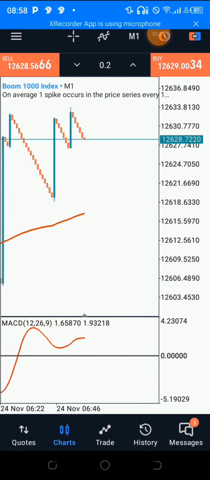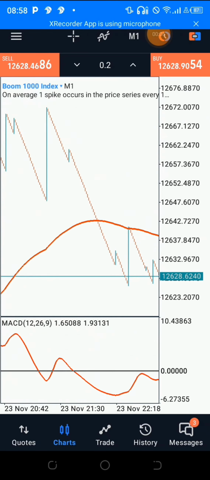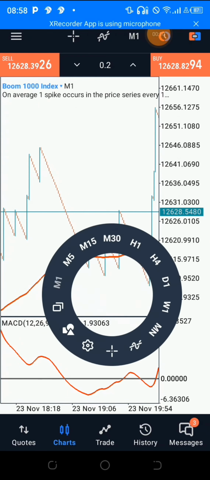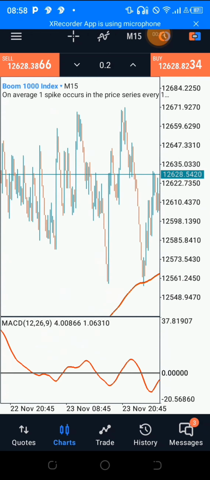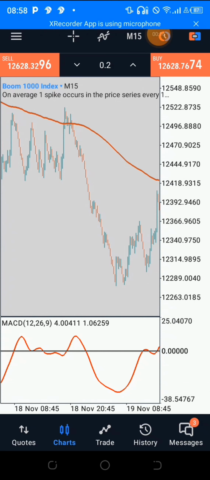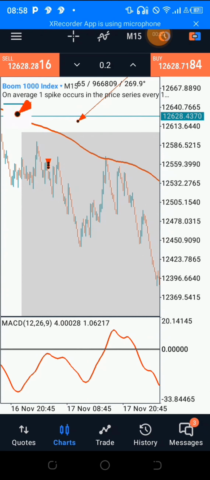Okay, so let's look at how we can use this strategy to scalp Boom and Crash. I'm going to start with Boom 1000. What is the first condition? You need to go to your 15-minute time frame. In Boom, you're looking for selling opportunities, so you need to wait for the price to be below this red line. We have a red line on the main chart. That's the first condition.